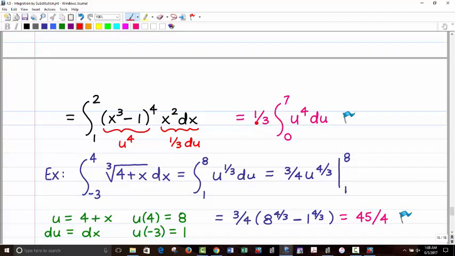But so 1/3. Now we're going from 0 to 7. U to the 4th. So I would have done 1/5 u to the 5th. And then would have put in 7 and 0. So it would have been basically 1/15 times 7 to the 5th, whatever that is. So pretty good size number there. That would have been the answer, because it would have been 0 at the low end.